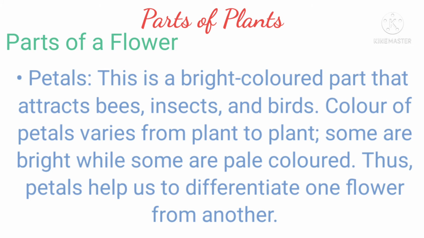Petals. This is the bright colored part that attracts bees, insects and birds. The color of petals varies from plant to plant. Some are bright while some are pale colored. Thus, petals help us to differentiate one flower from another.